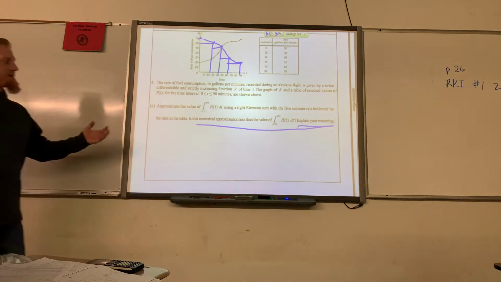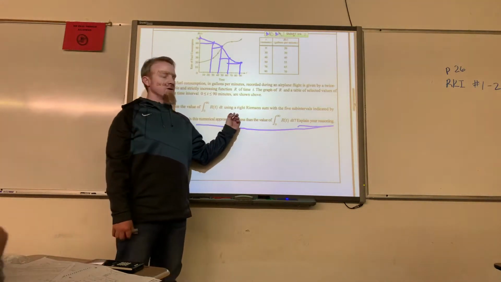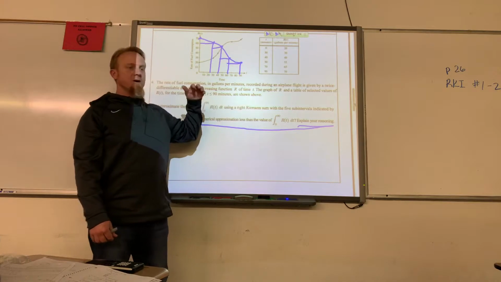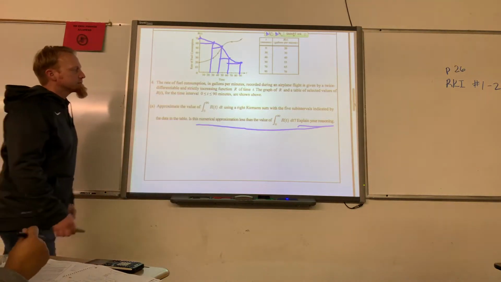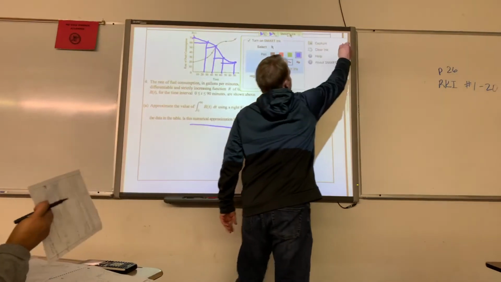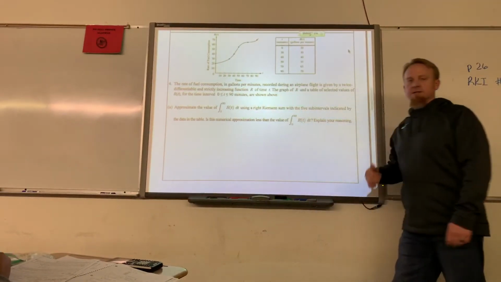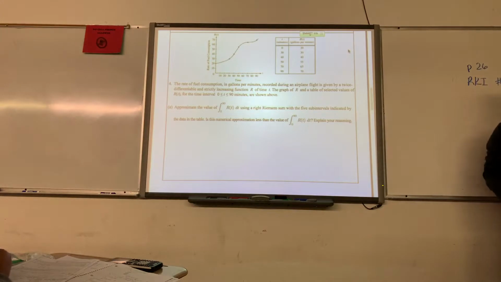Okay, so that's what they want to know: is it over or under when using Riemann sums? They want to know increasing or decreasing, right or left. That's what they want to know. Good question. What else? Anything else on this one? Abby?